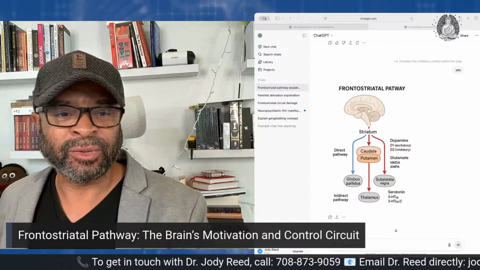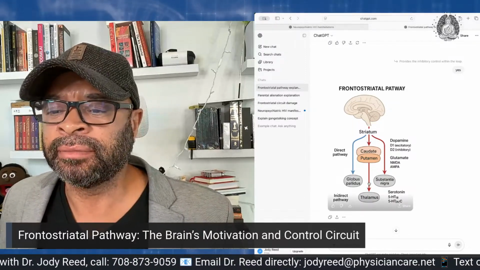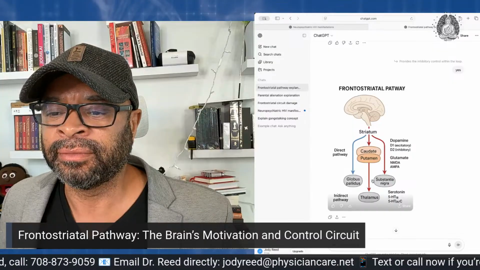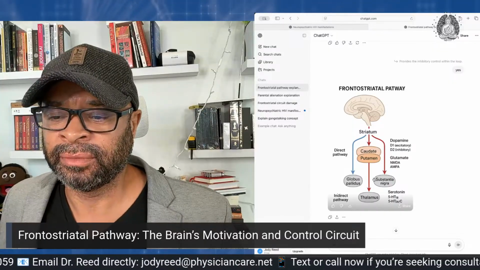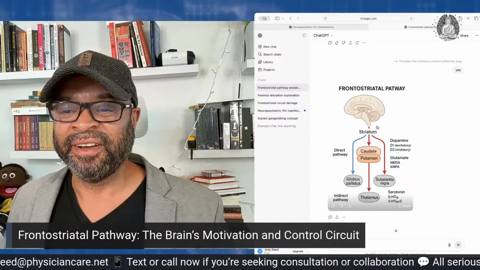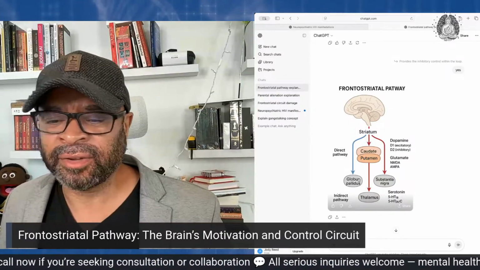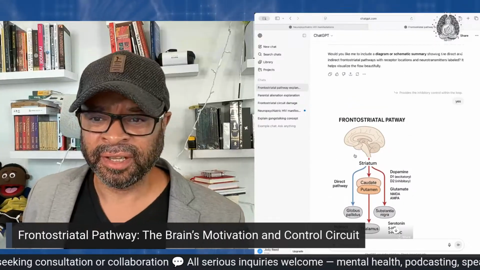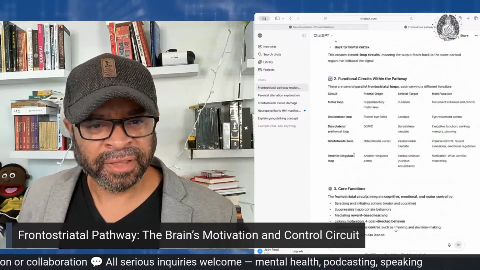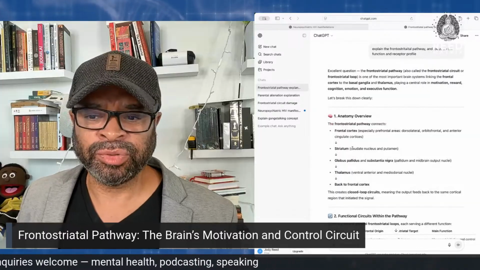Okay, guys, I forgot I was doing my presentation. Okay, frontostriatal pathway. Okay, I think it is what it is. Okay, the direct pathway, indirect. Okay, I'm not sure I'm getting this. But I think that's all I want to say for now. This is a frontal striatal loop, the pathway.